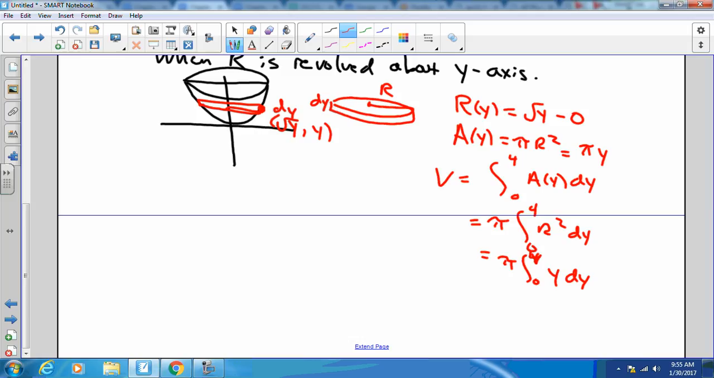pi times y. So by integrating vertically, I can now capture all of this in. How did I know I needed to integrate vertically? Because my axis of revolution was vertical. So to get cross sections that give me circles, I have to cut perpendicular to the axis of revolution.